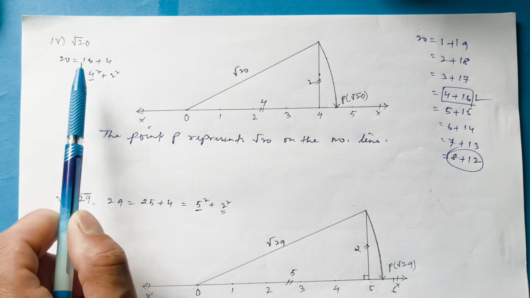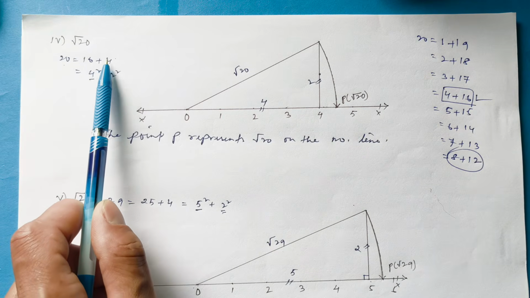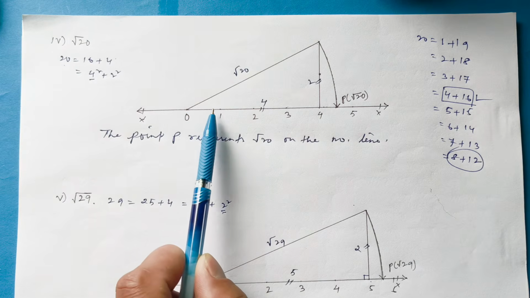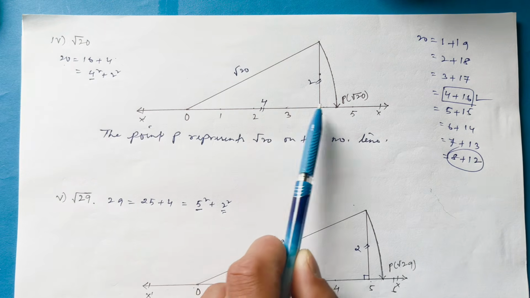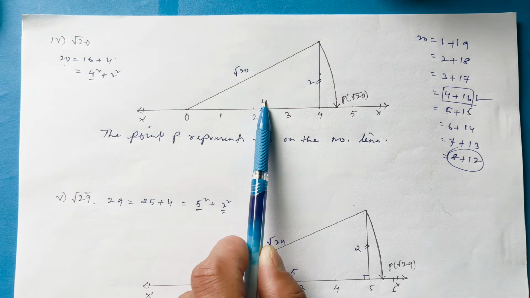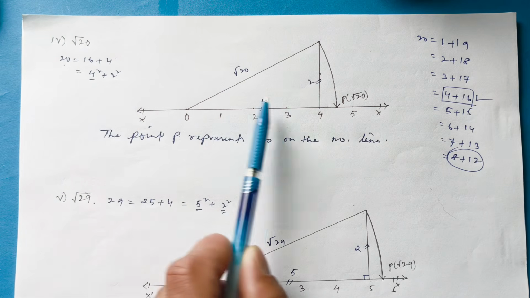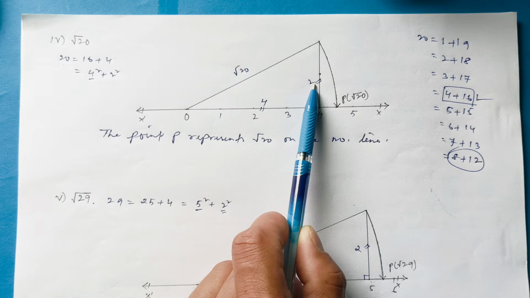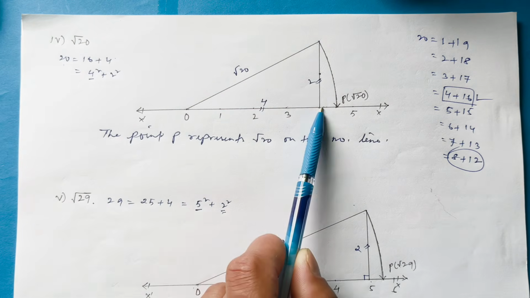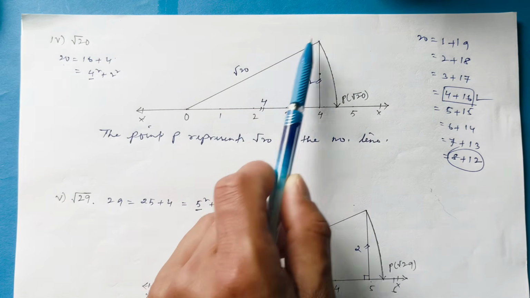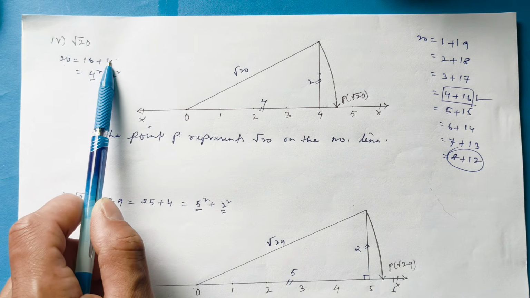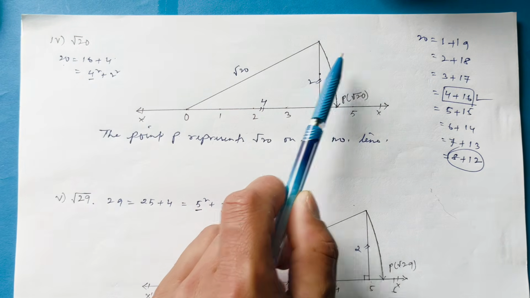What is the square root of 16? 4. 4 squared is 16, and 4 is 2 squared. Now the base we will take 4 units. 0, 1, 2, 3, 4. Here we take 4 units. And the perpendicular we will take 2 units. 1, 2, 2 units. Now by using the Pythagoras theorem, base square plus perpendicular square equals hypotenuse square. 4 squared is 16. 2 squared is 4. And hypotenuse square becomes 20.